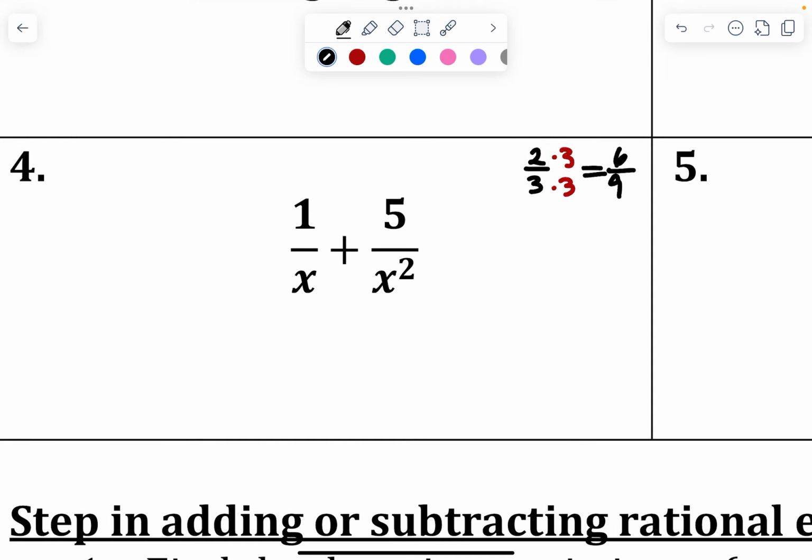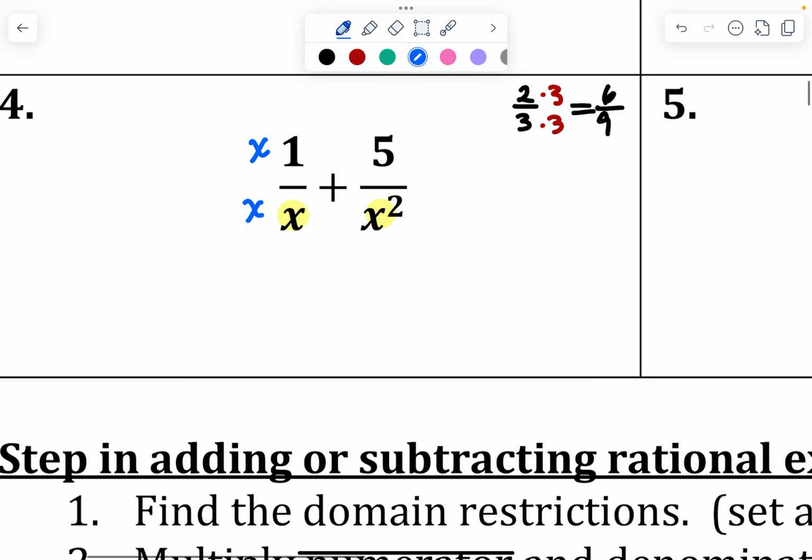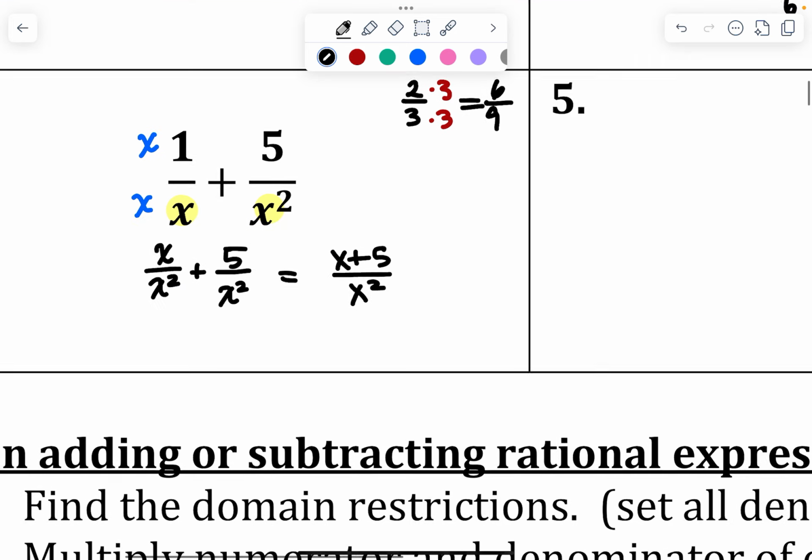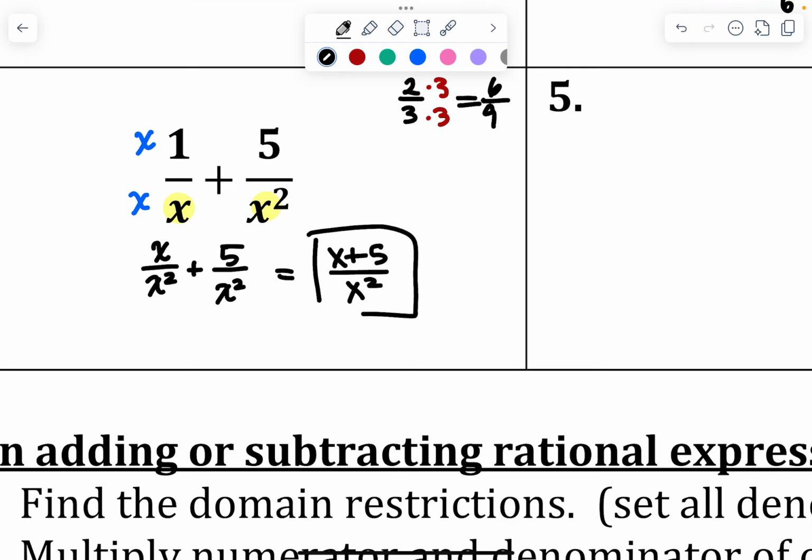And so to make these denominators match, you don't want to square the first fraction. You want to multiply top and bottom by x. And so that would give me x/x² plus 5/x². Add the numerators, you just get x plus 5 over the x². And then remember, those x's can't cancel because we have a plus sign.